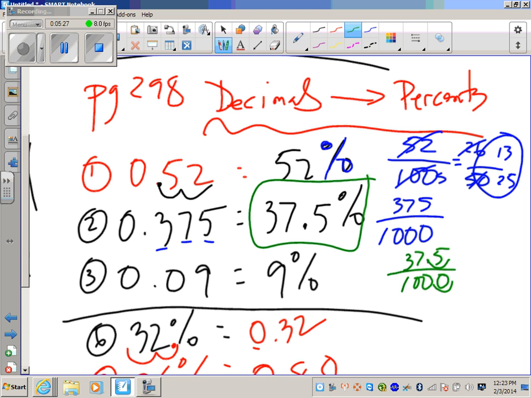Now simplify. They got 25 in common, right? I don't know. Let's start with 25. How many quarters are in $3.75? 12 in $3, right? Plus 3 more. How many in $10? 4 for $1 times 10. Are we done? Good. Okay.